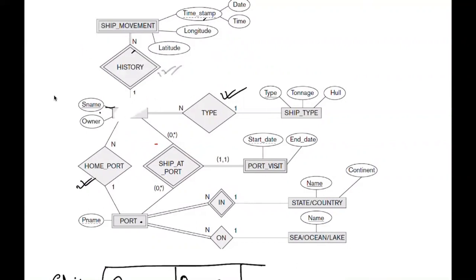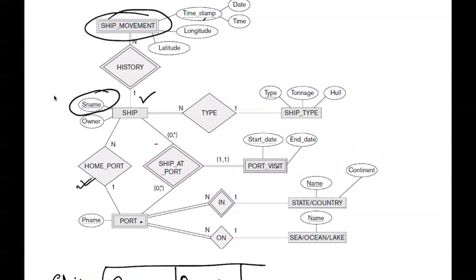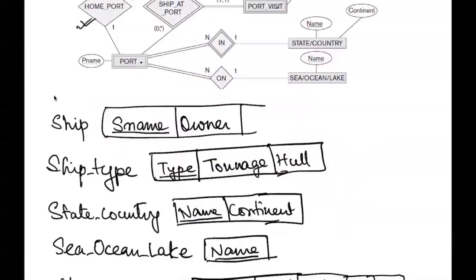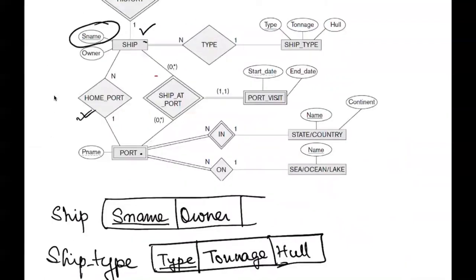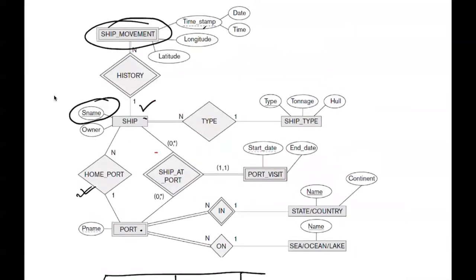So let me repeat, for 1:n relationship, take the primary key of the relation which is on the one side, in this case ship, and put it in the relation which is on the N side, which is ship movement. So the ship name, that is S name, should go into ship movement. So in ship movement, S name should appear. Now S name has already appeared because ship movement was a weak entity. So from the weak entity, S name is already there. So we don't need to do anything else.